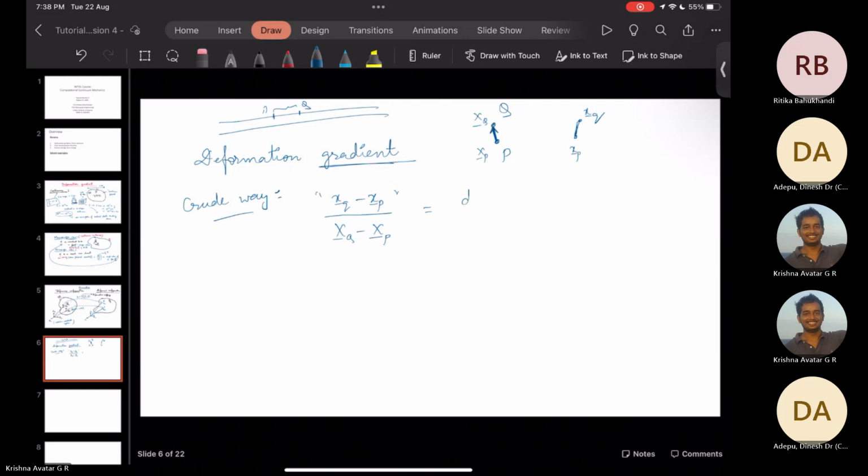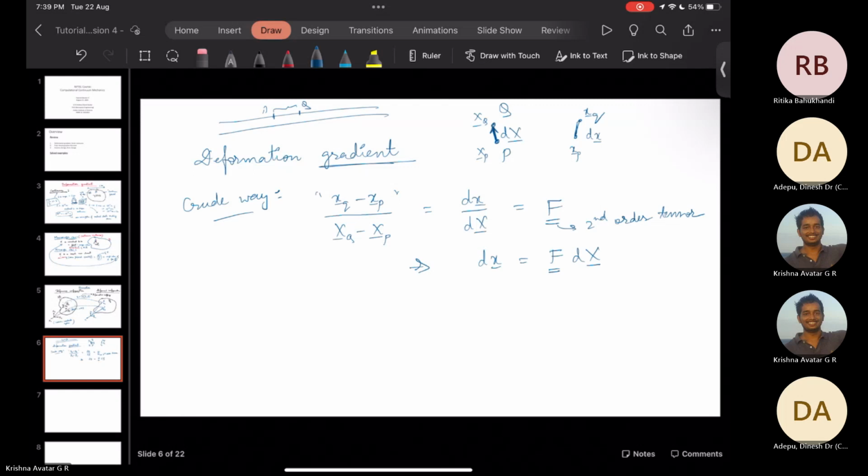Okay, so it's nothing but, let's call this segment dx vector, and this one d capital X. So this is what the deformation gradient is. What it does is relate a small element, and I think this will be clearer from this relation: dx vector is equal to F multiplied by dX, where F is a second order tensor. We have covered this in the previous tutorial sessions.